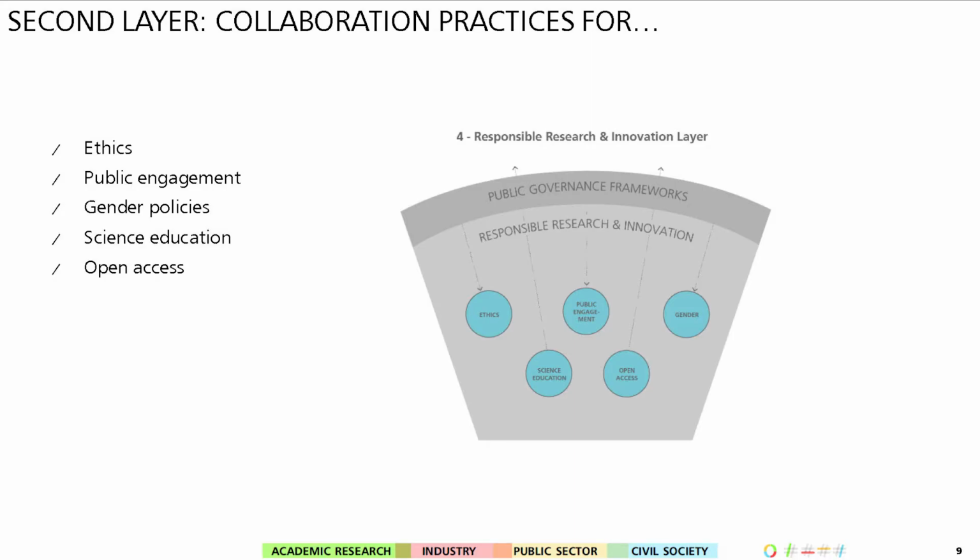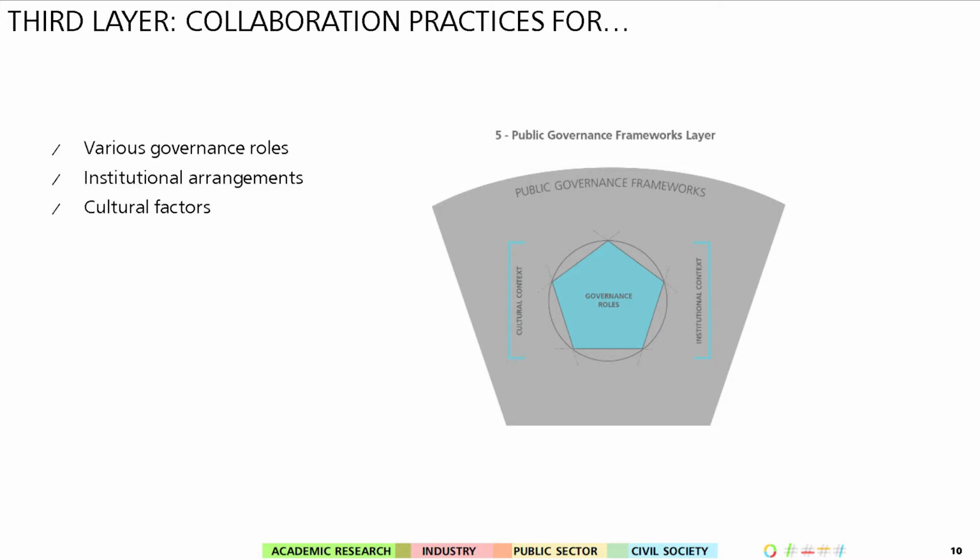The second layer is the question, how does a case of quadruple helix innovation assume responsibility or responsiveness vis-à-vis the rest of society? And the third layer of analysis is governance frameworks, governance support. We want to understand the various roles that public governance actors can play. We want to understand the institutional arrangements that they set in place to stimulate quadruple helix innovation.